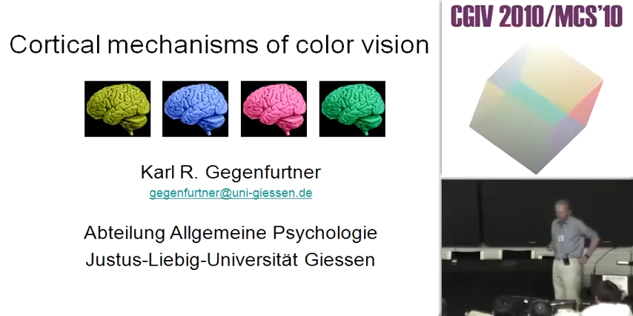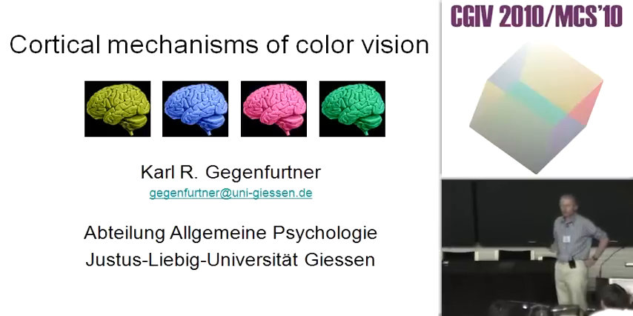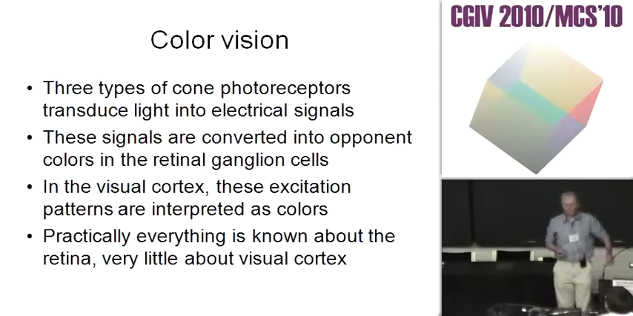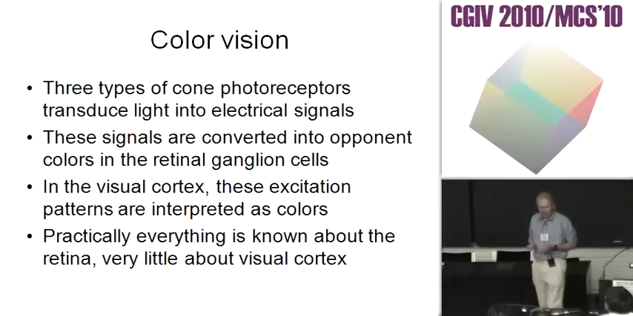So I'm going to tell you today about cortical mechanisms of color vision. And why cortical? Well, color vision basically can be thought of as consisting of several stages. In the first stage, we have three types of cone photoreceptors that transduce light into electrical signals. And these signals are converted into opposing colors in the retinal ganglion cells, still in the eye. And in the visual cortex, then, the excitation patterns of the cone photoreceptors are interpreted as colors.